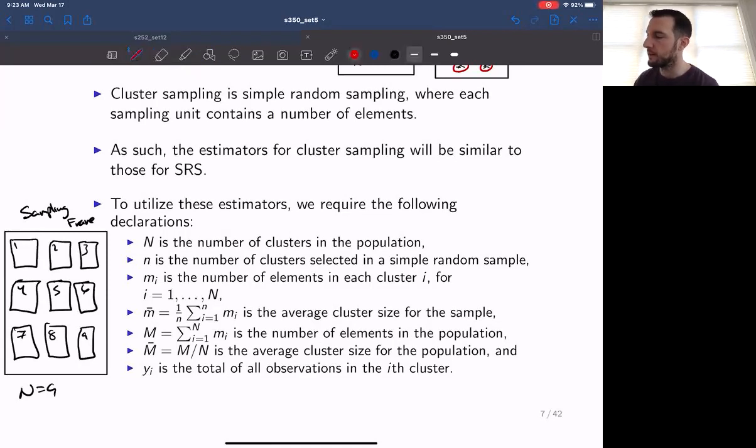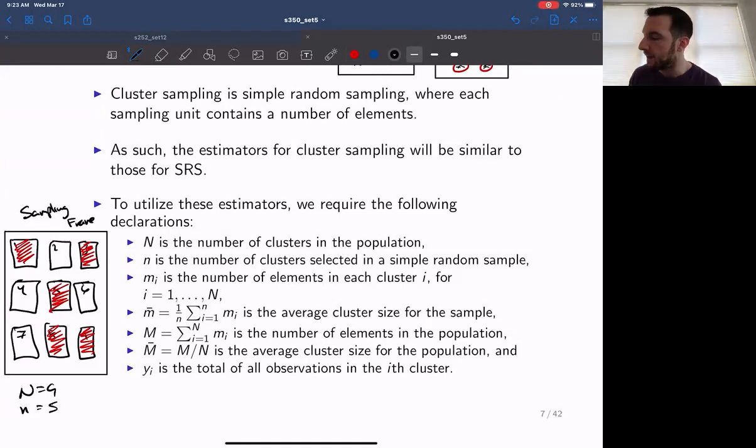Okay, little n is the number of clusters that are selected. So say that we took this one, this one, this one, this one, and this one. So now we have little n is equal to 5. Okay, so we've randomly selected 5 of the 9 possible clusters.